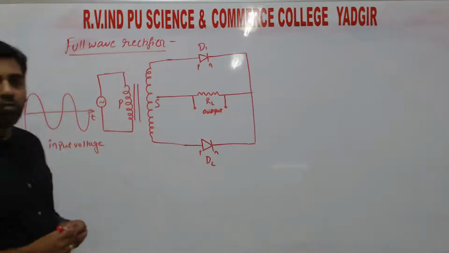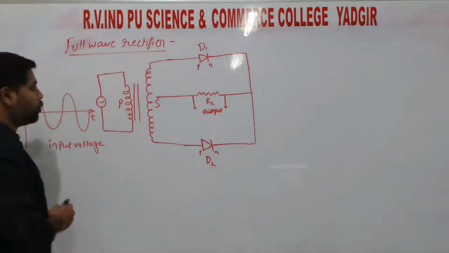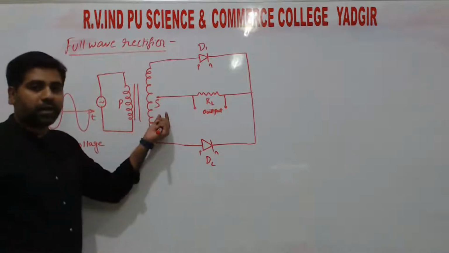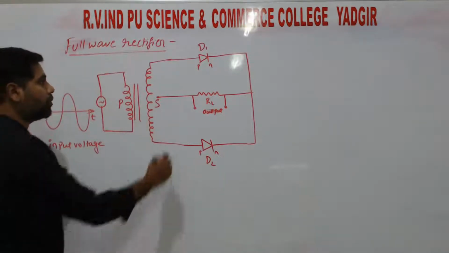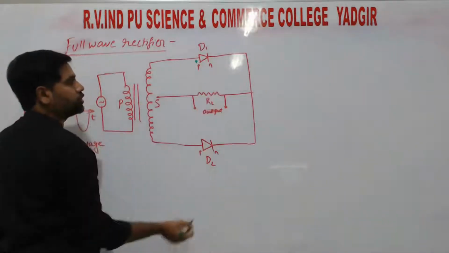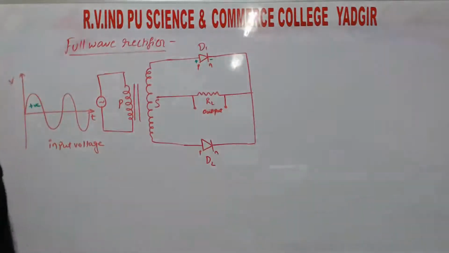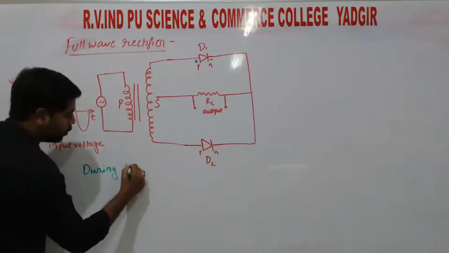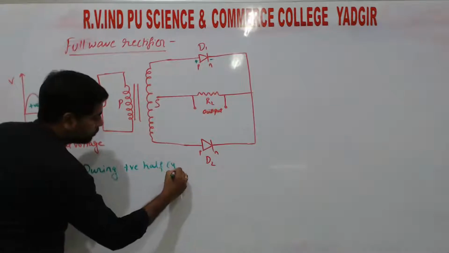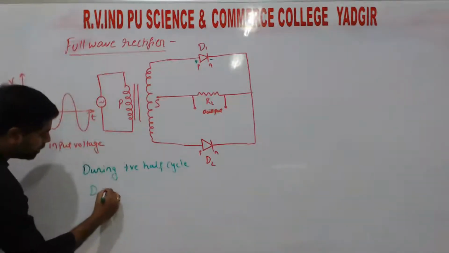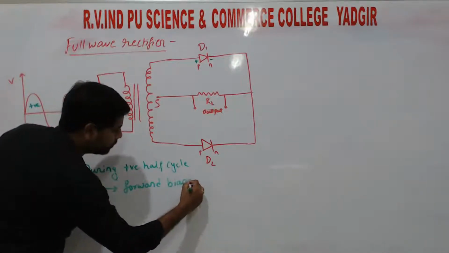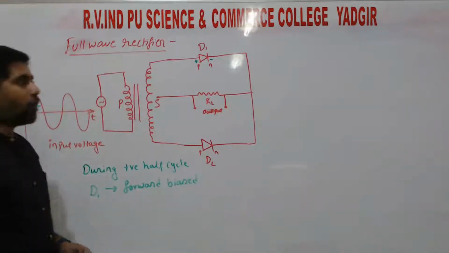Now what happens here is, during the positive half cycle, as it enters the secondary coil of the transformer, the P terminal becomes positive and the N terminal becomes negative. Then the diode D1 acts as forward biased. That means during the positive half cycle, D1 acts as forward biased.